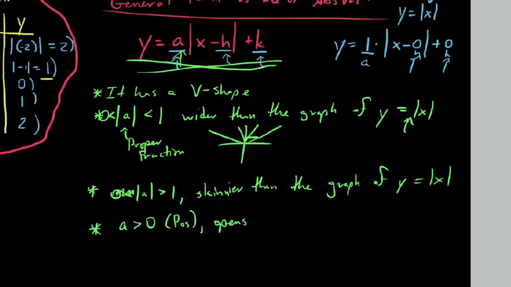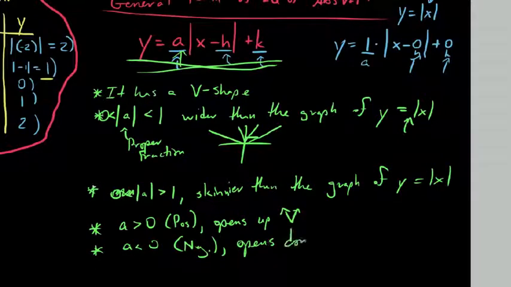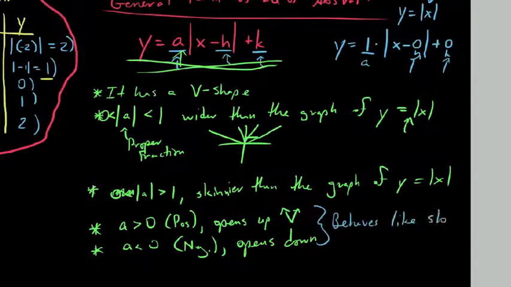So that'd be a graph like this. Whereas if A is negative, less than 0, it opens down. And so I'm going to write myself a little note here, and I think you should too, but this A value behaves like a slope. It tells us the slope of the right side of our graph, okay?